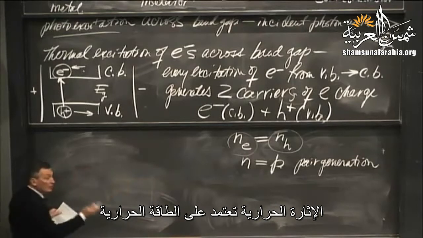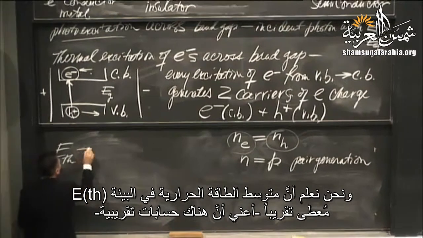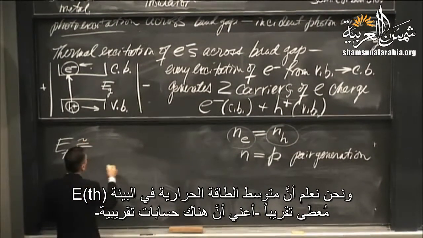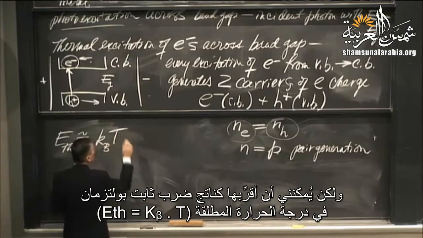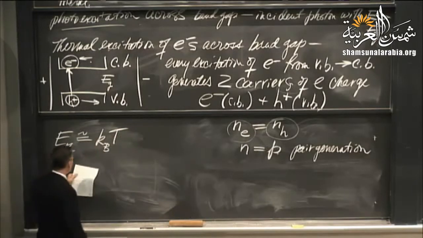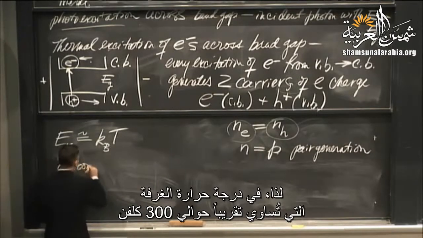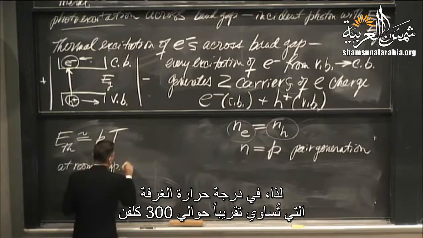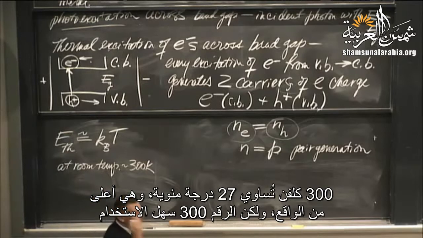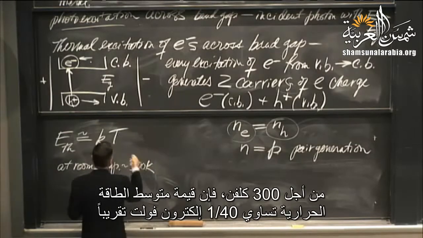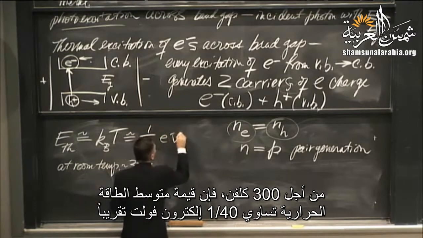Thermal excitation is based upon the thermal energy, and we know that the average thermal energy in an environment is roughly given. I mean, there's fancier calculations, but to a first order, I can approximate it as the product of the Boltzmann constant and absolute temperature, which at room temperature, I like to say about 300 Kelvin. 300 Kelvin is 27 Celsius. That's kind of a warm room, but 300 is a nice number, right? So if you take 300 Kelvin, you get on the order of about 1/40th of an electron volt.